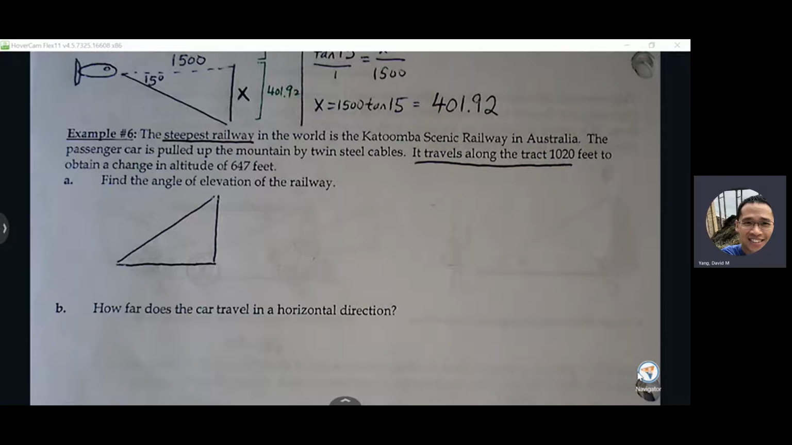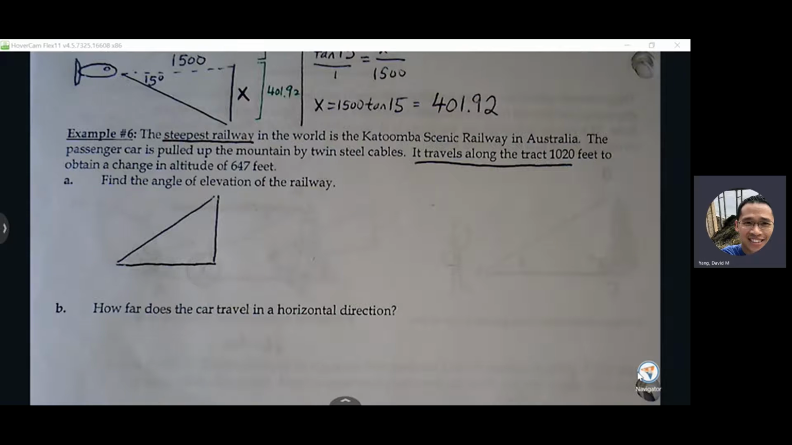Let me read the problem and let's make sure that we're filling in the values in the correct spots. It says the steepest railway in the world is the Katoomba Scenic Railway in Australia. Passenger cars are pulled up the mountain by twin steel cables. It travels along the track 1,020 feet to obtain a change in altitude of 647 feet.